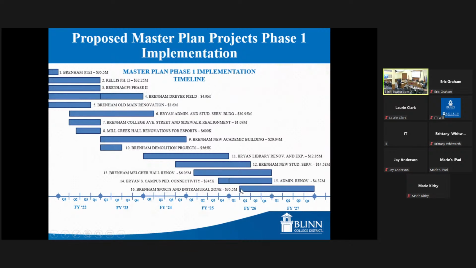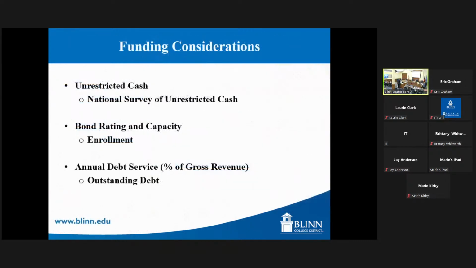And then it gets us to our bridge project, which is the Brenham Sports and Intramural Zone. That is a project we could begin early in FY26, and we would look to have it completed by the end of FY27 so that they could play and practice and compete on those facilities for FY28. And with that, I'll turn it back over to Mr. Cervantes so he can talk about some of the finances.